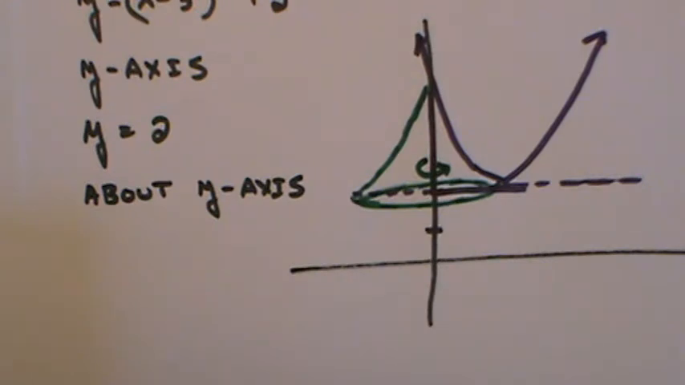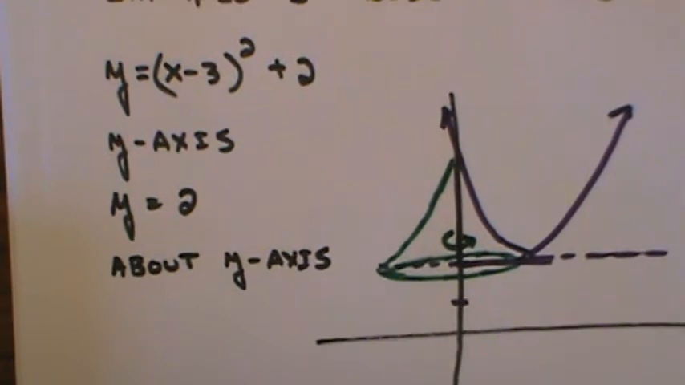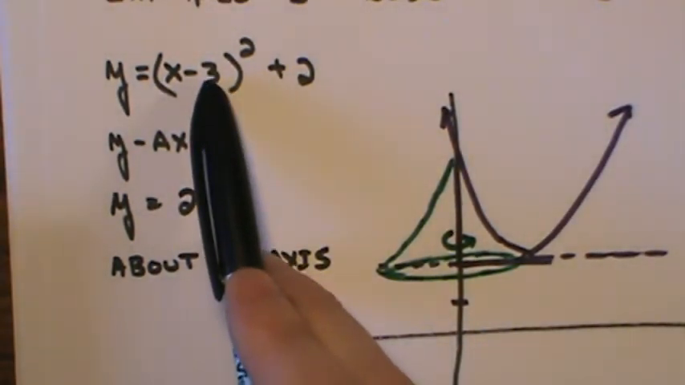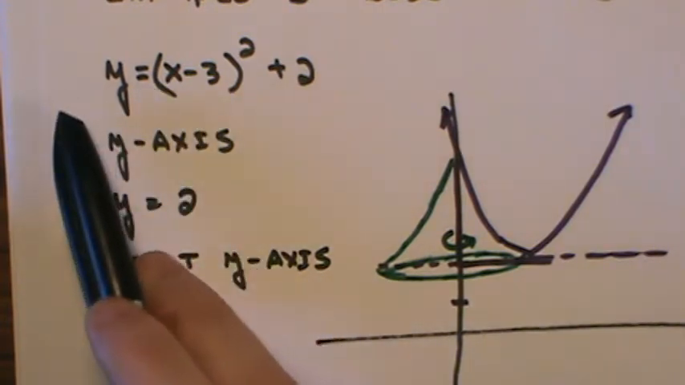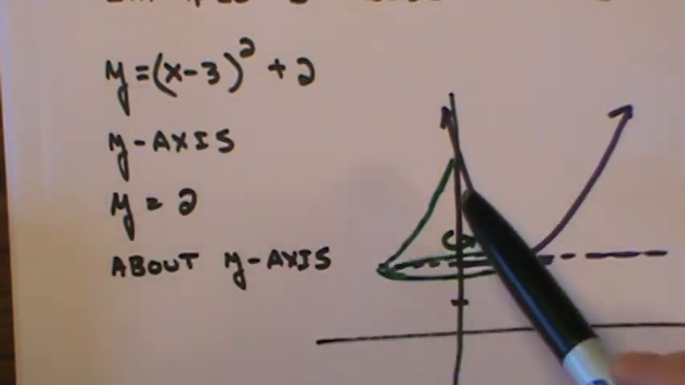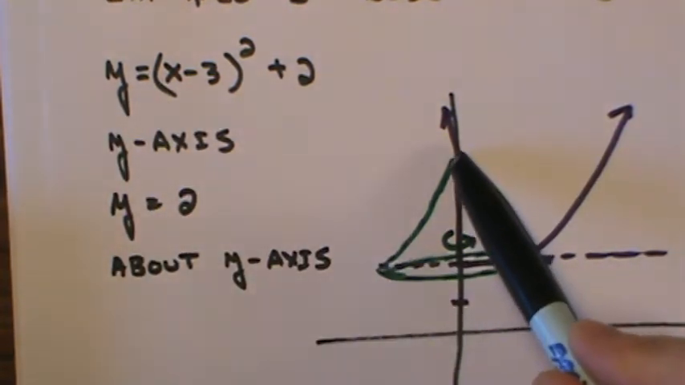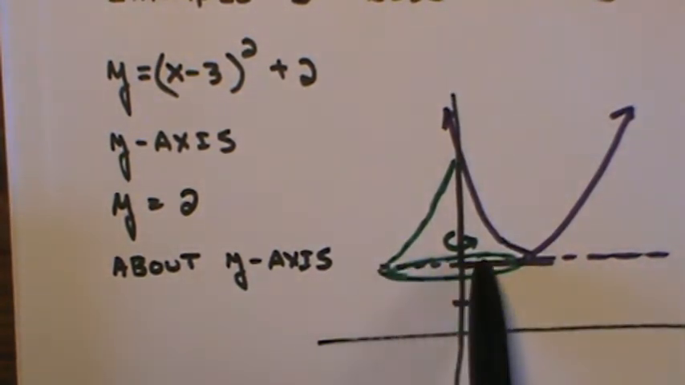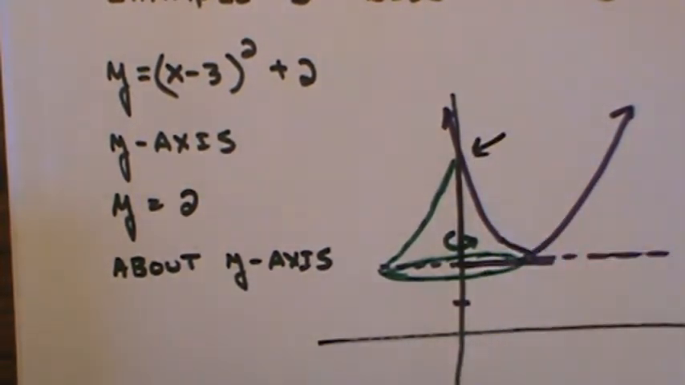Because it's being revolved about the y-axis, I know everything has to be in terms of y. So this isn't going to cut it for me. I'm going to have to solve this for x, so everything's in terms of y. Before I do that though, I think I need to find where this point is here, because when I do the y values, I know I'll start at 2, but then I have to know where to end. So I need to find that point of intersection.